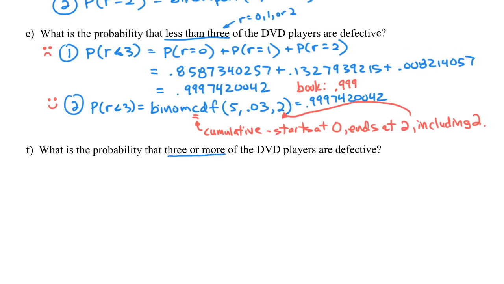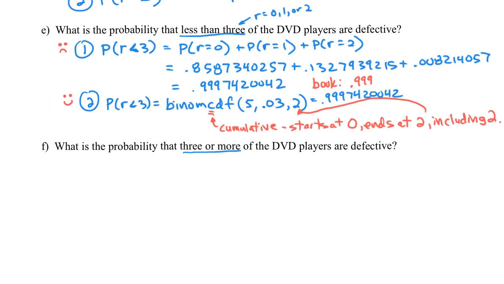First, let's just think about what we just looked at before. We found the probability that less than three are defective, and it's almost 100%, right? It's really close to 1, because you'd have to be really unlucky to pick 5 of them and not have less than 3 of them defective. So that's what we're going to figure out now. What's the probability that 3 or more are defective? Now this is probably going to be a really tiny number, right?